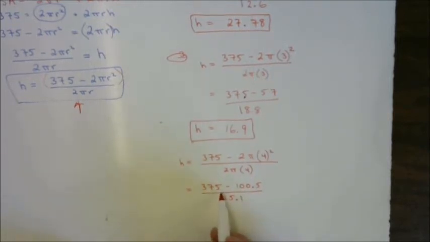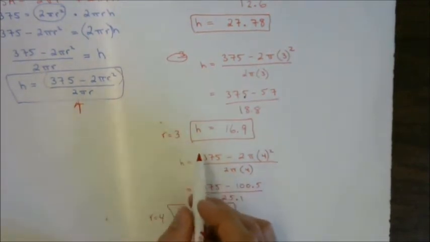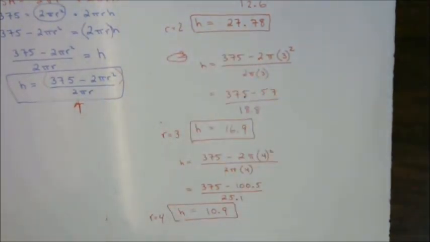Alright, 375 minus 100.5. Where is your calculator? Punch them in. 177 divided by 25.1 is 10.9. Okay, so when the radius is 4, the height is 10.9. When the radius is 3, the height is 16.9. When the radius is 2, the height is 27.8.